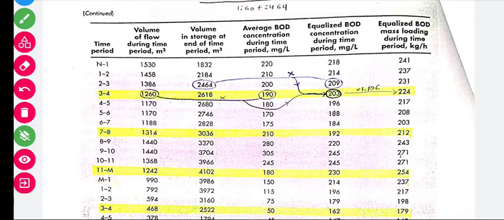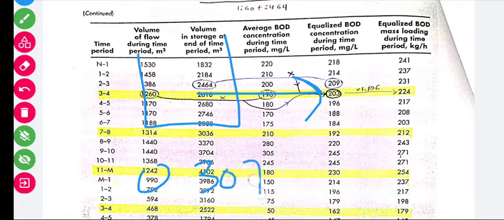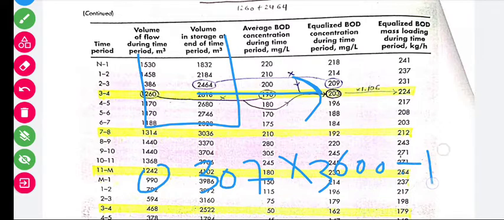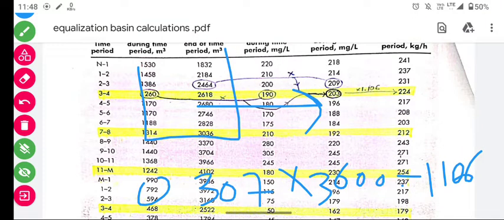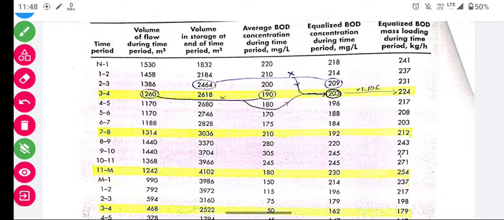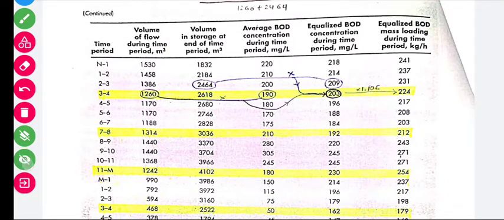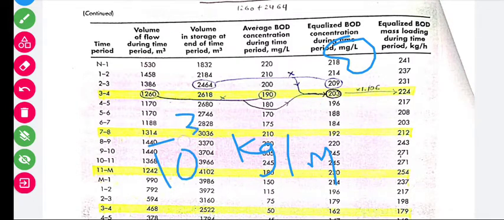And outflow is what? Outflow is fixed, that is what you want. How much fixed? 0.307 meter cube per second, that is average. And you convert it into meter cube per hour, 1106 meter cube per hour. So outflow is fixed, 1106 meter cube per hour. Okay, so you convert this into kg per meter cube. How much is it? 10⁻³ kg per meter cube into 1106.